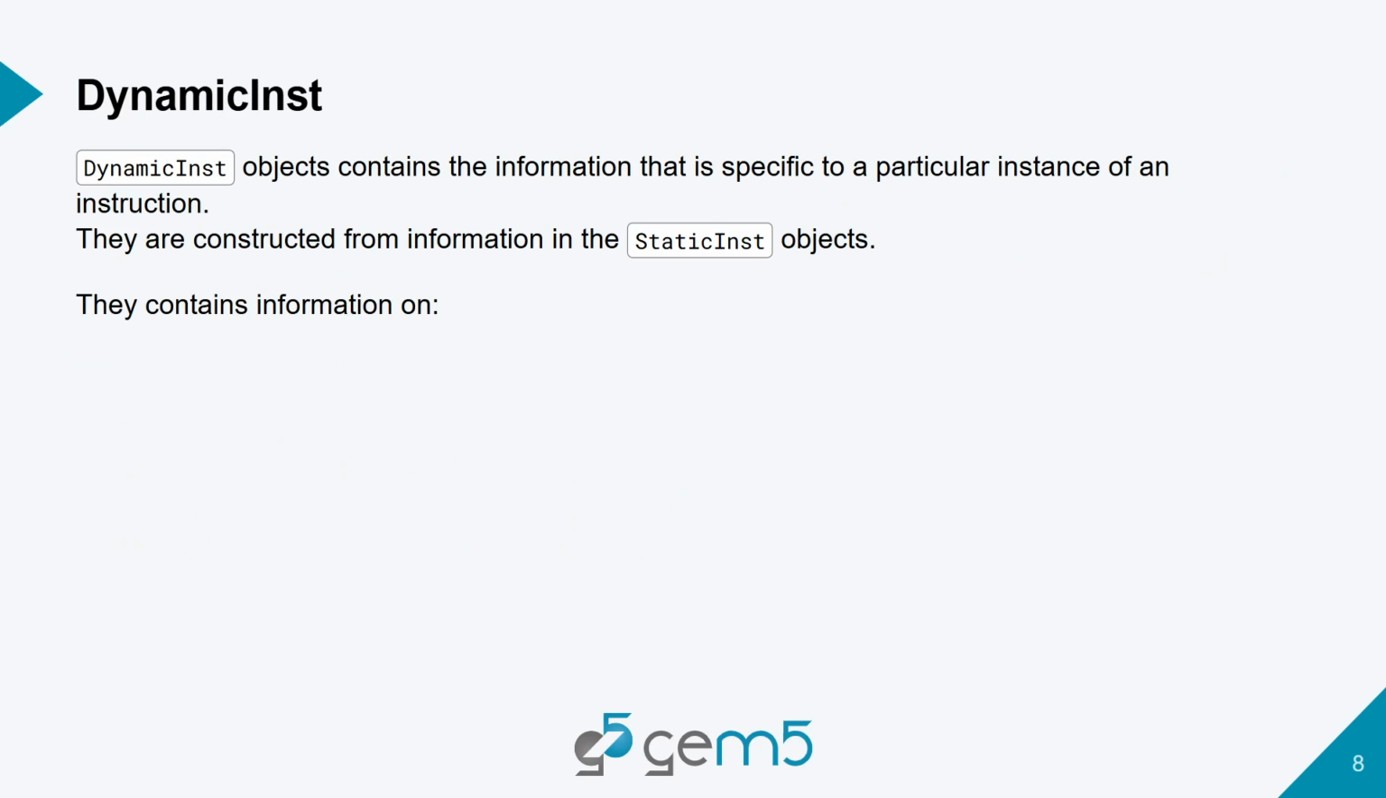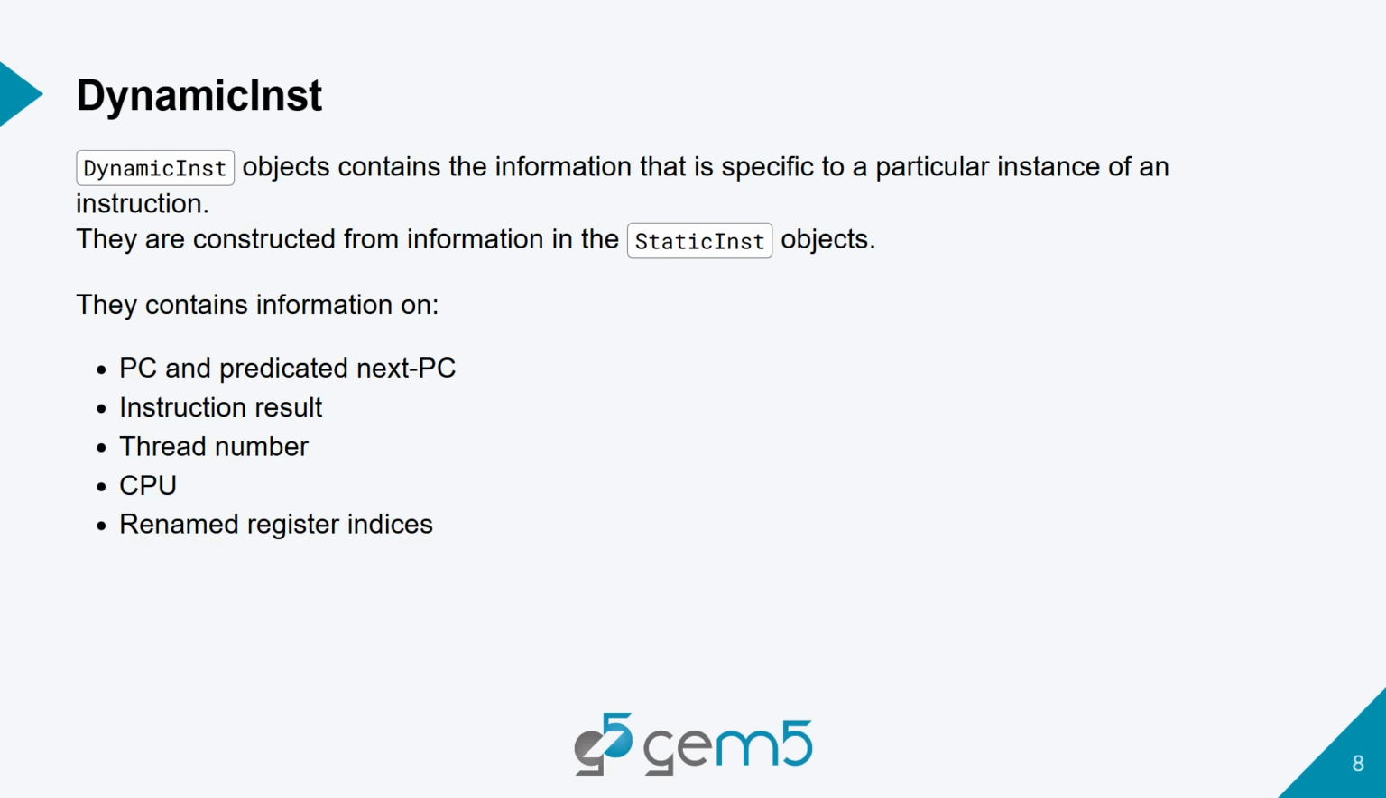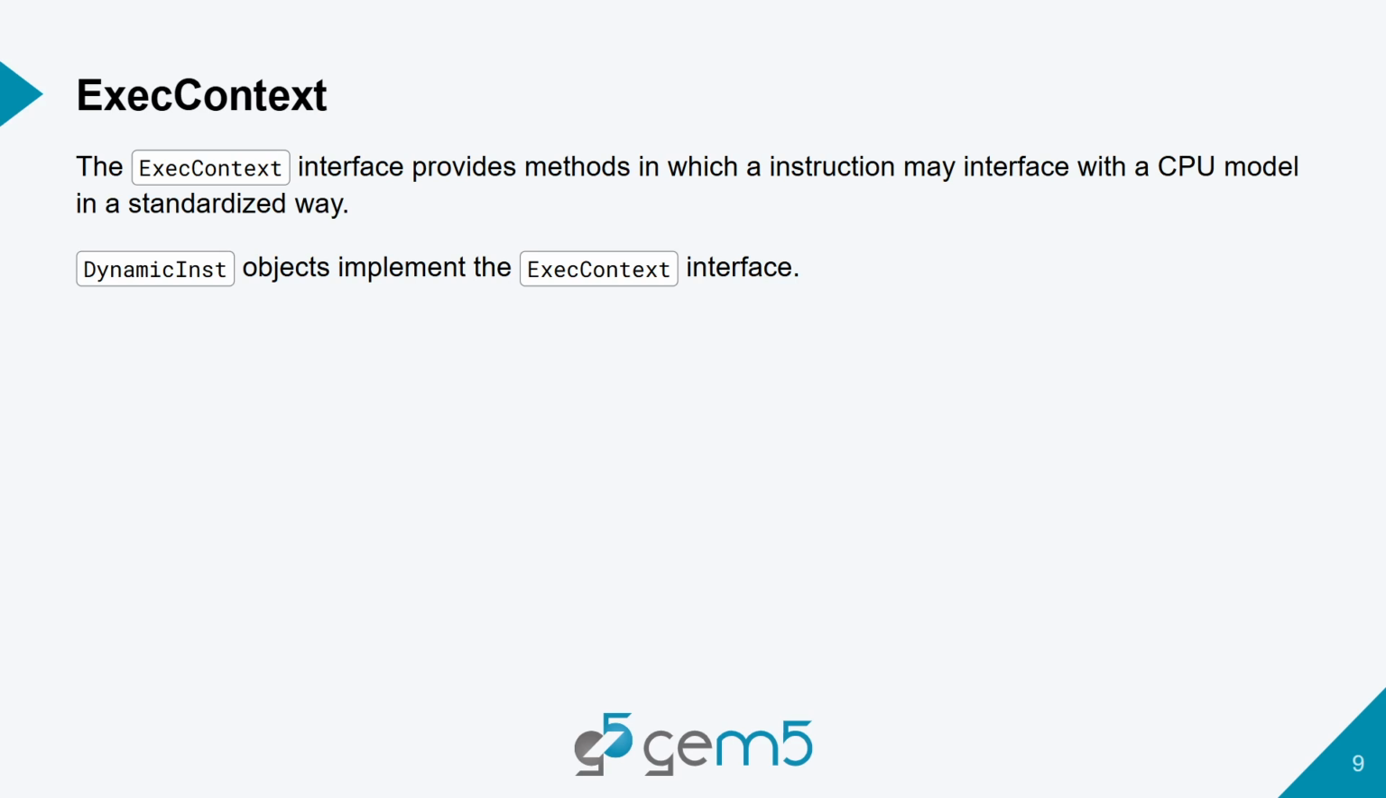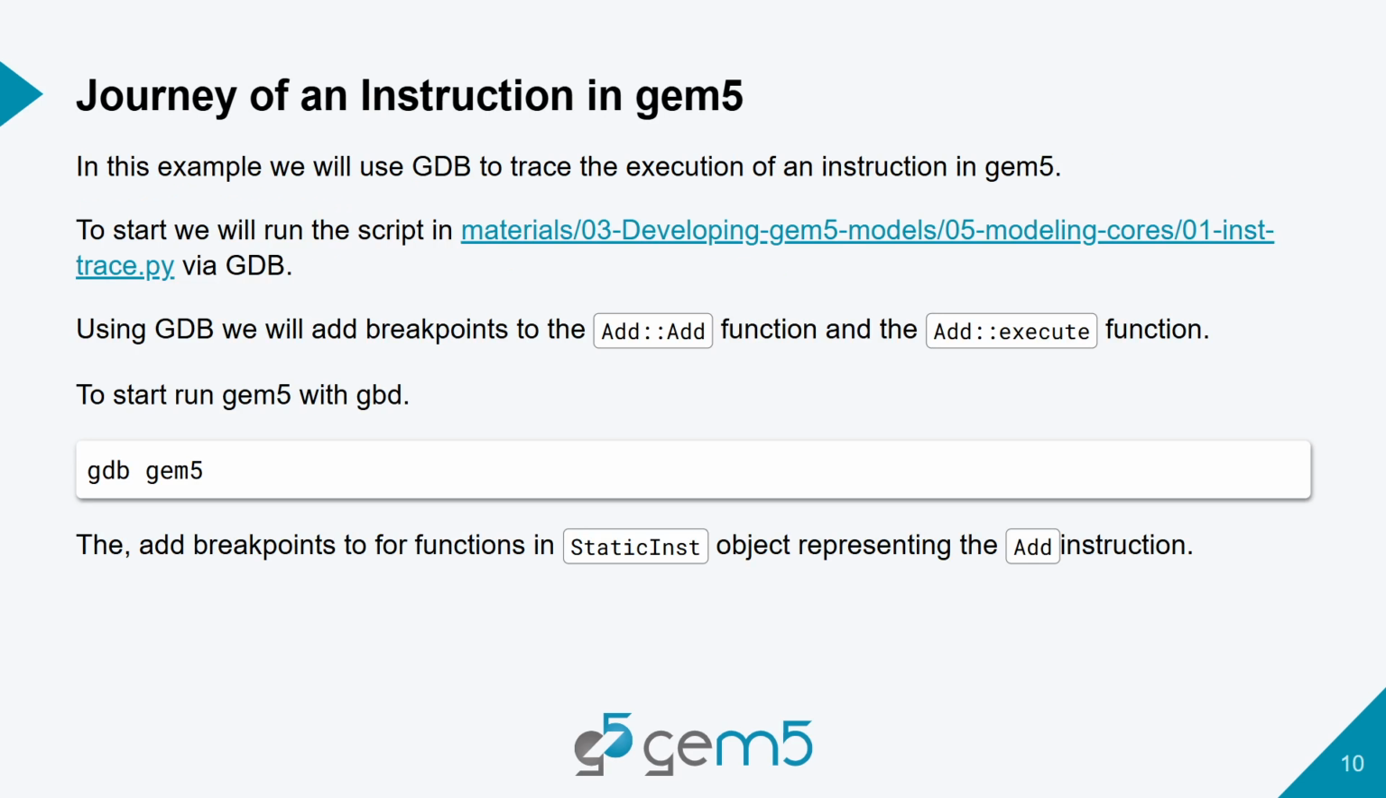There are also dynamic instructions. These objects contain information that is specific to a particular instance of that instruction. They are constructed from information in the static instruction objects, and they contain information on the PC and predicted next PC, instruction result, thread number, CPU, and renamed register indices. They also provide the exec context interface, which is kind of important. The exec context interface provides methods in which an instruction may interface with a CPU model in a standardized way, and dynamic instruction objects implement the exec context interface.